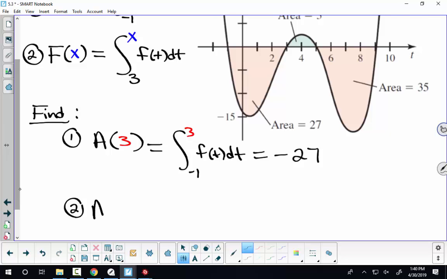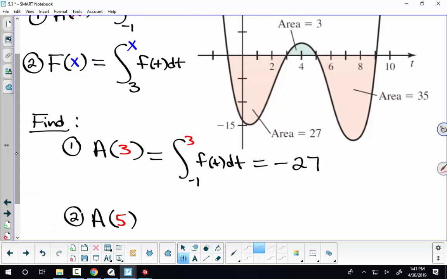What's capital A evaluated at 5? Three. Is what? 3. Capital A of 5? So be mindful of where A starts. Oh, yeah, we're not starting at 3, so then. Negative 24.